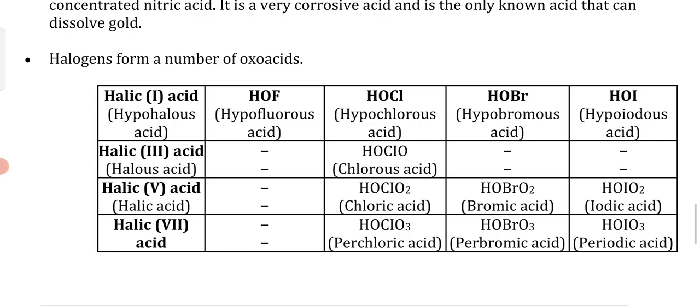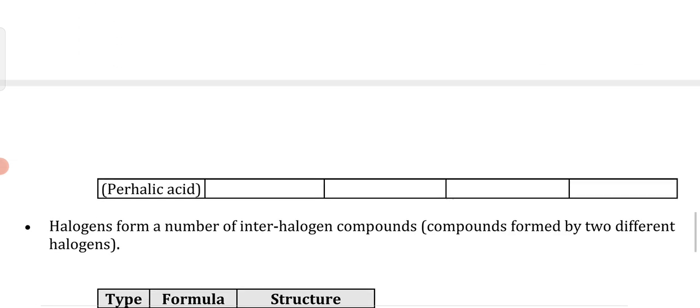We can see that HOF, HOCl, HOBr, HOI. Their names are already written: hypochlorous acid, hypobromous acid, iodous acid, chlorous acid, HOClO, chloric acid, HOClO2, and like that, perchloric acid. So perbromic acid is HOBrO3, bromic acid. So many oxo acids are there. This is the chart of the oxo acids that are formed by the halogens.